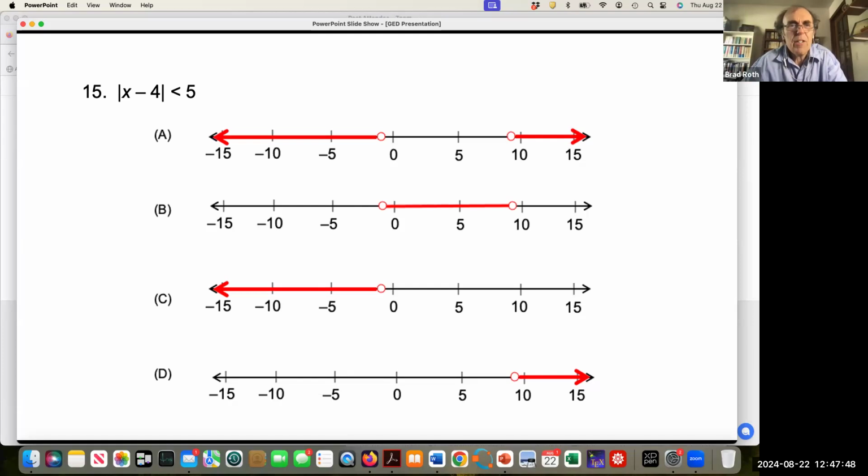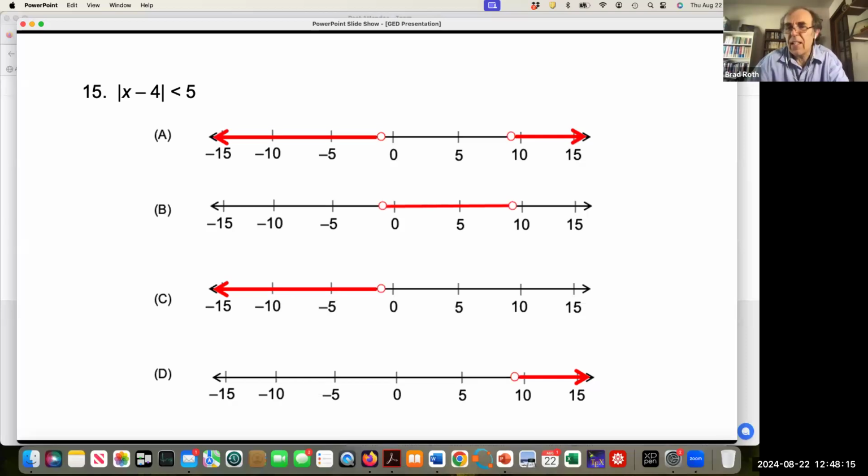What I usually tell my students for a problem like this is to replace the inequality by an equal sign and find the endpoints. So 4x minus 4 is equal to 5. That gives you x equals 9. That's one endpoint. It's absolute value, so you could do 4 minus x is equal to 5, and you get x equals minus 1, the other endpoint. And then I just try some points between them or outside the range and see which ones work.